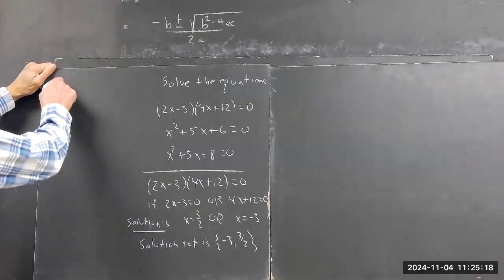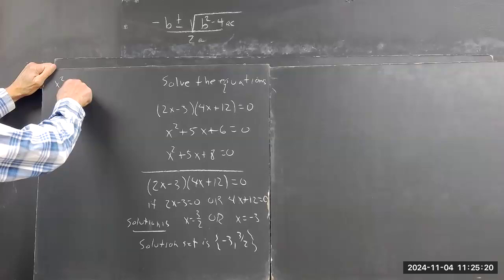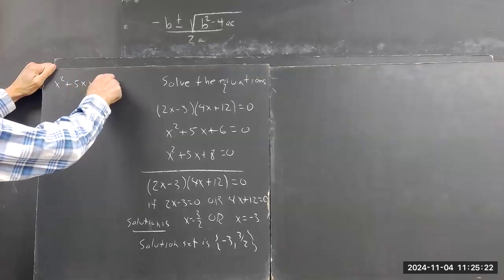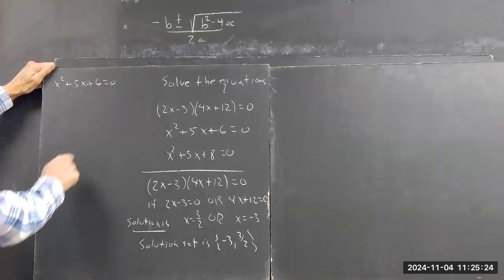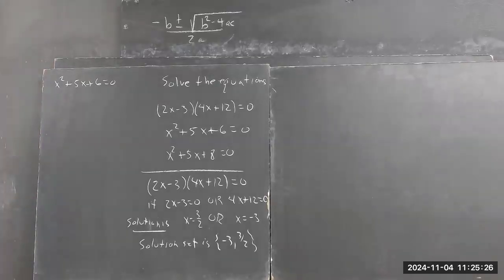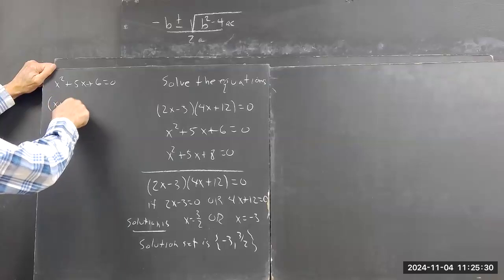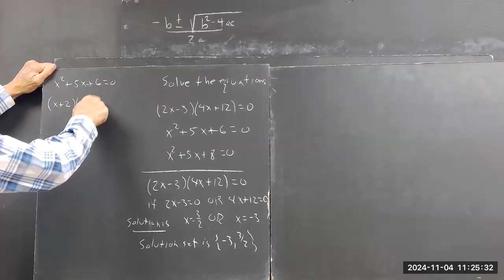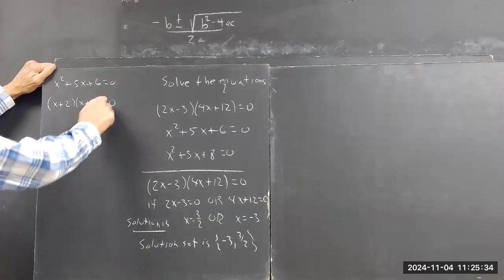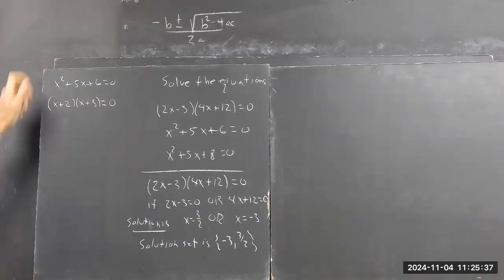Now, you got x squared plus 5x plus 6 equals 0. Well, you factor that. Very easy to factor. You get (x plus 2) times (x plus 3) equals 0.